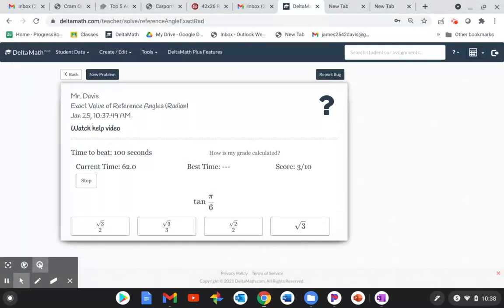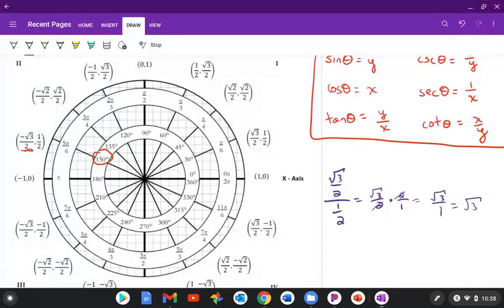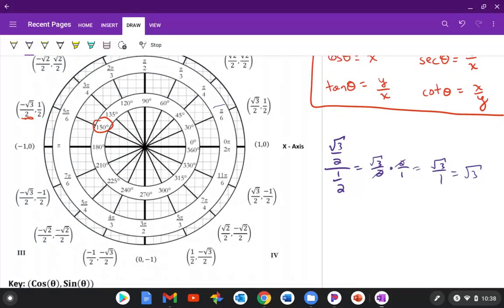Let's do this one, tangent of pi over 6. So right here is pi over 6. The tan is the y over the x, so it's 1/2 over radical 3 over 2. This is probably the hardest scenario, because when you do this one, you'll get 1/2 times 2 over radical 3. The 2's cancel again. So you get 1 over radical 3.